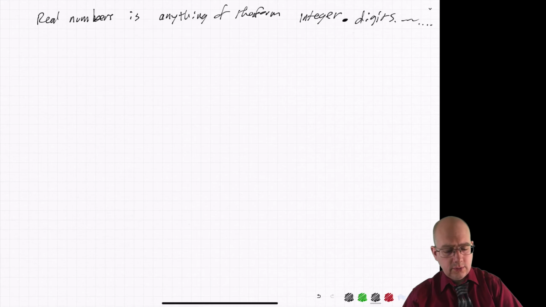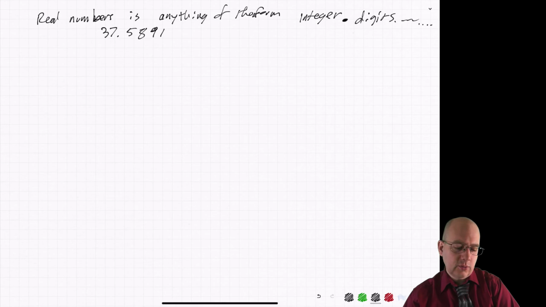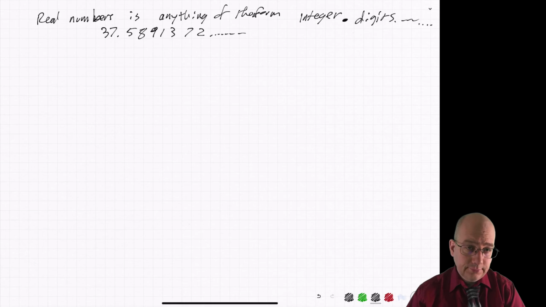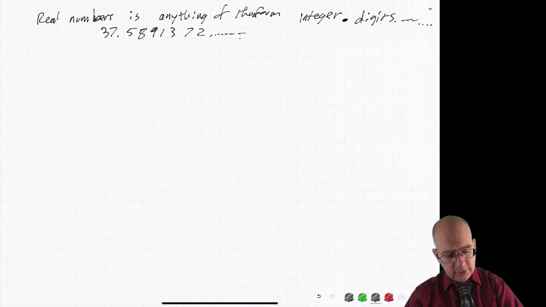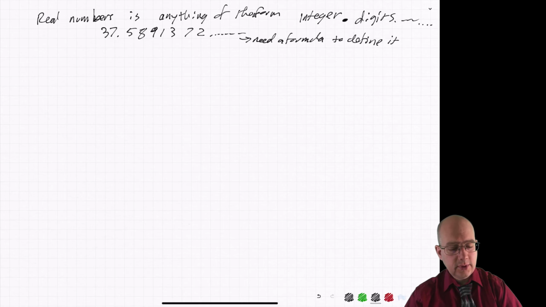Okay, so something like 37.58913722. You know, I don't know what that is. You just keep on kind of going, and so you need some kind of formula in order to say that. You need a formula to define it. There's no way to just write out all the real numbers.